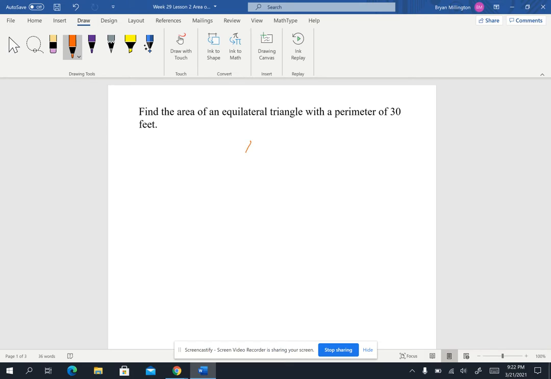So you're going to draw your equilateral triangle. And of course, if the perimeter is 30 and all three sides are equal, you can just divide by 3 and you would get 10. So each side is 10 feet. All right. So this is a triangle, so we want to do base times height divided by 2.